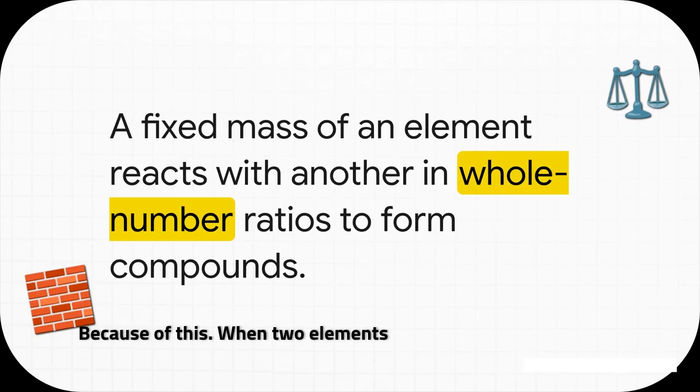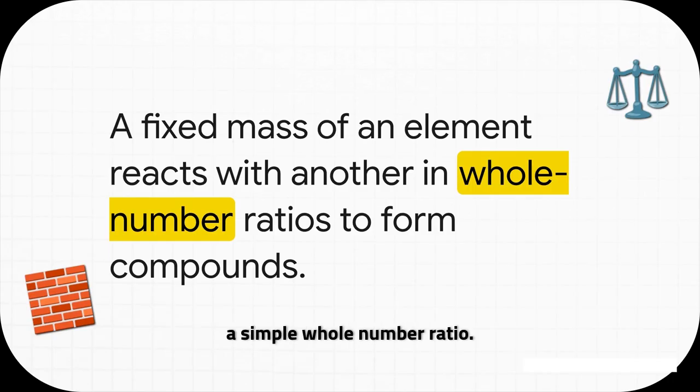Because of this, when 2 elements form different compounds, if you keep the mass of one element fixed, the mass of the other is always going to be a simple whole number ratio.